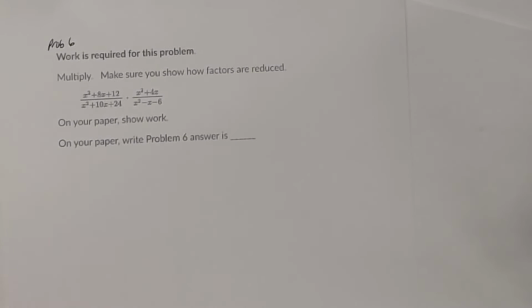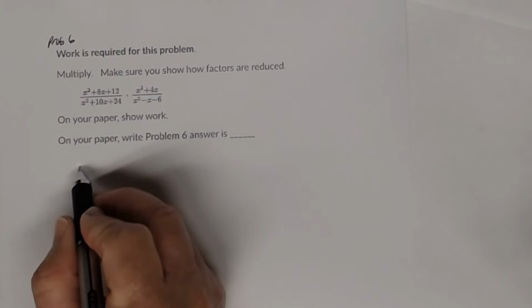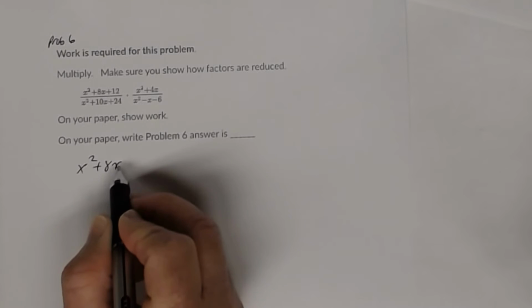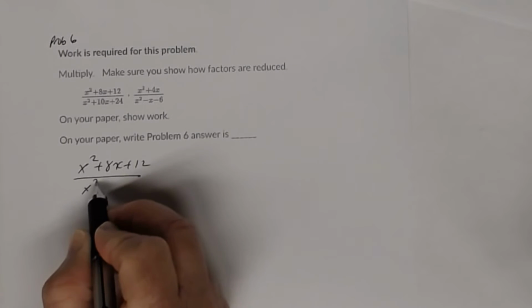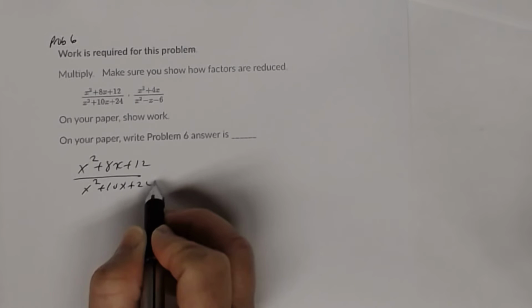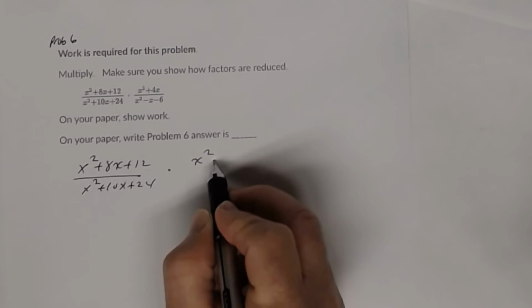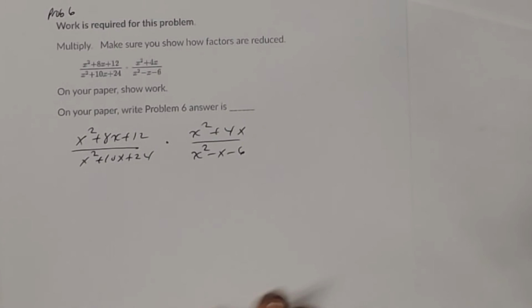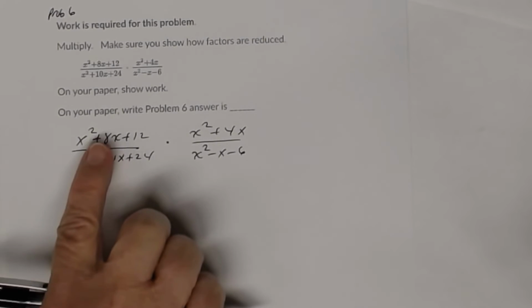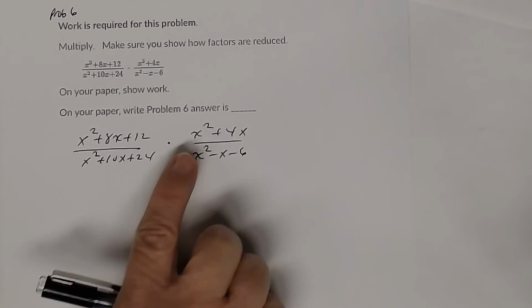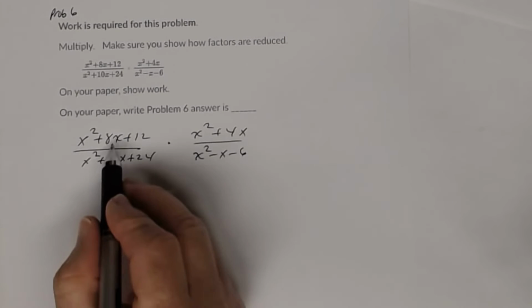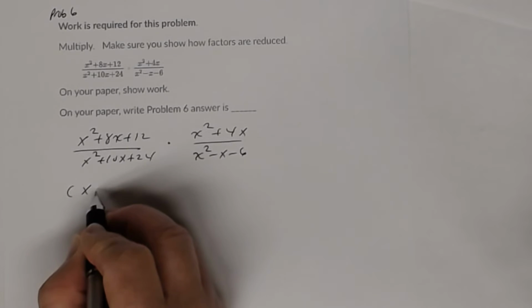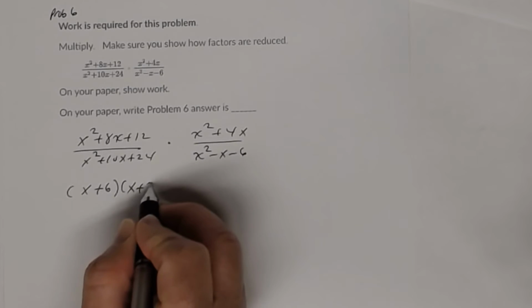Okay, problem number 6. You want to multiply these two rational expressions. So let me go ahead and rewrite this over. So in that first rational expression, you have x squared plus 8x plus 12 divided by x squared plus 10x plus 24 times, and then that's x squared plus 4x divided by x squared minus x minus 6. All right, so when multiplying or dividing rational expressions, you want to first of all make sure that you factor each of those numerators and denominators. So in that first numerator, I can factor that as (x plus 6) times (x plus 2).